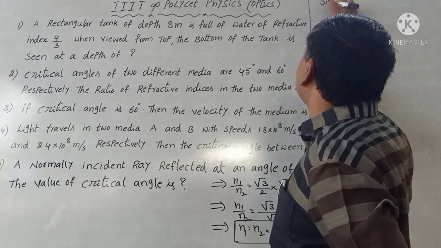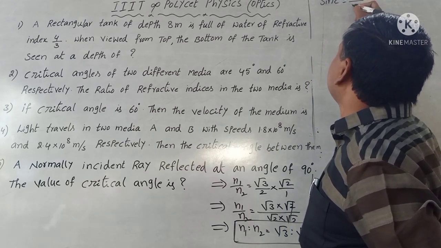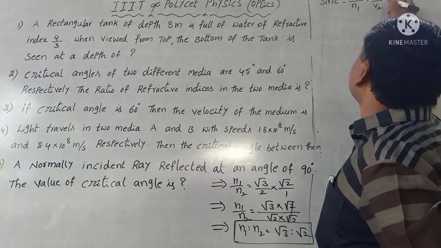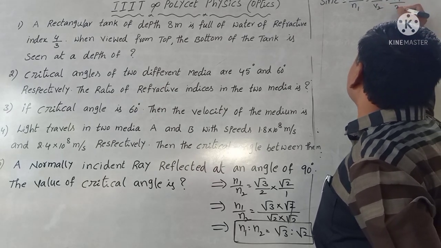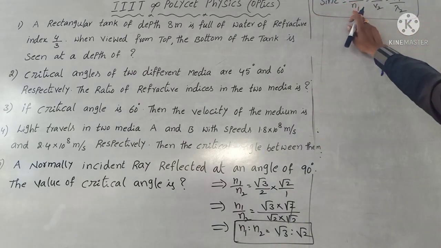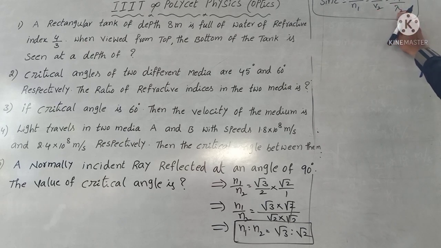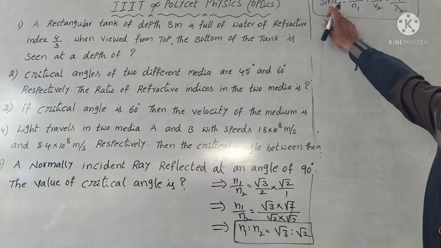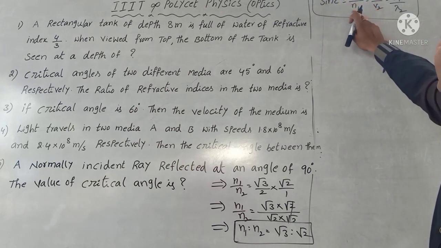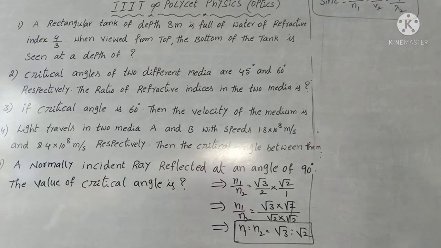sin c = n2/n1 = v1/v2 = λ1/λ2. It is a very important formula. It is the relation between the refractive indices, velocities or speeds, wavelengths and the critical angle. This is the formula we are using.